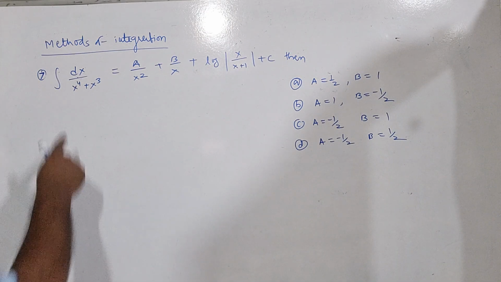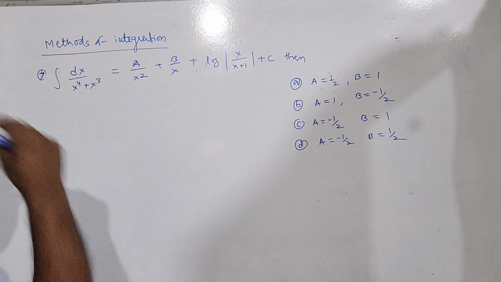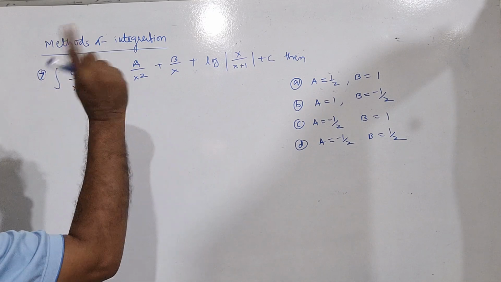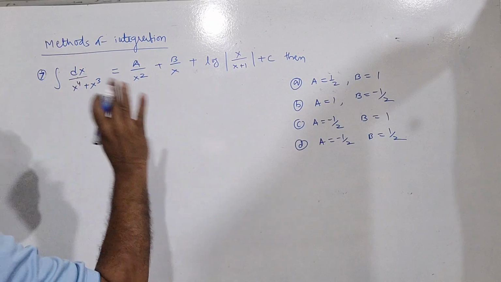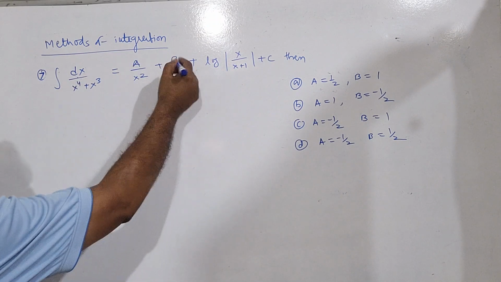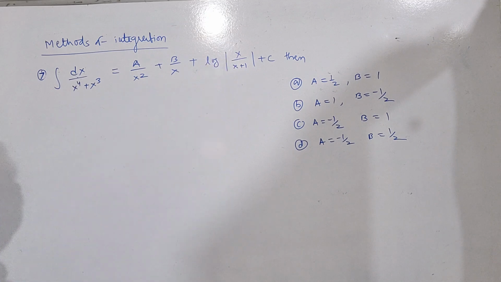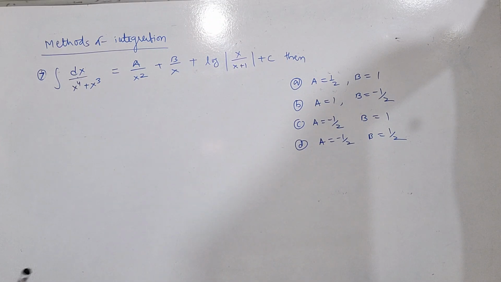See here, integration of dx upon x to the power 4 plus x cube. Okay, not a standard integration, it is not. Okay, and it is already given, the answer must be in this format only, that is a upon x square plus b upon x plus log of x upon x plus 1 plus c. Okay, then we have to find out a, b, c. Okay sir, so how to do that?